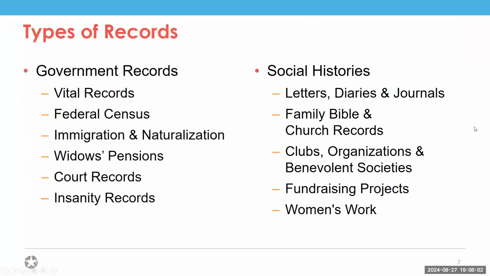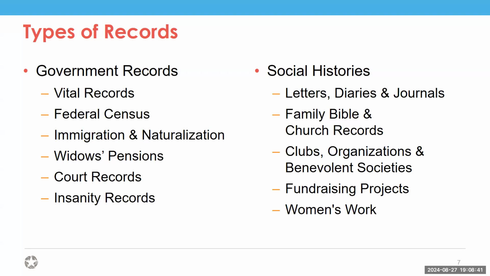Okay. So what type of records are there? Records are kind of broken up into two main categories. We have government records and social histories. Another way to think about this is sources created about women for government records and sources created by women for the social histories. Government records are going to be the more standardized traditional family history sources, such as vital records, census records, immigration naturalization, widows' pensions, court records, and insanity records.